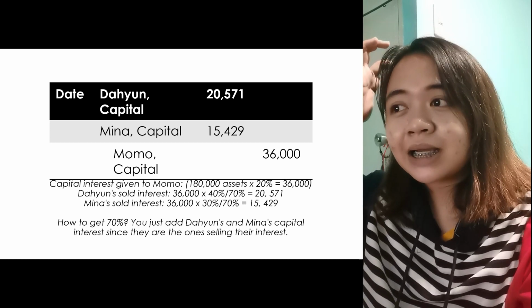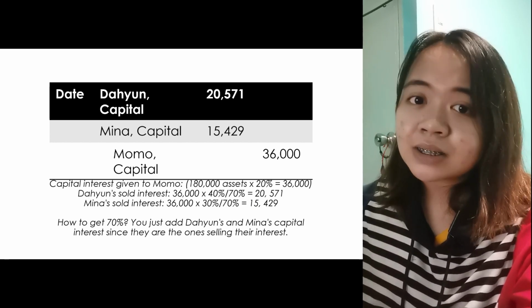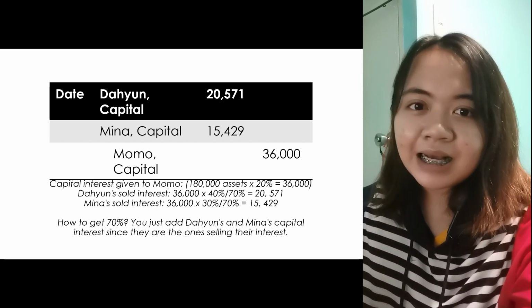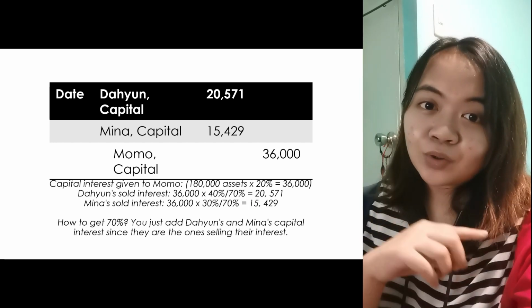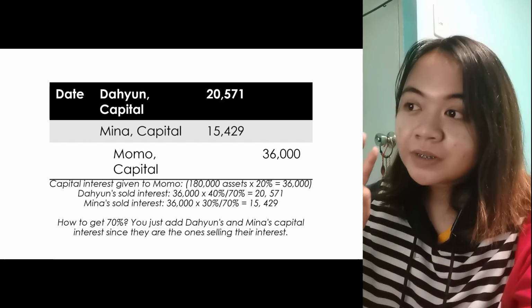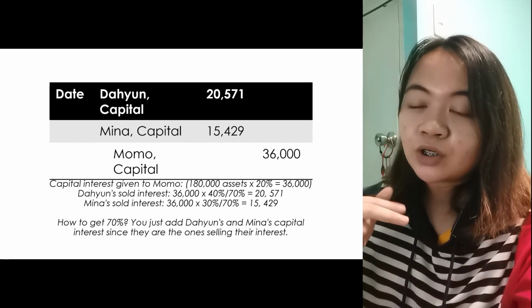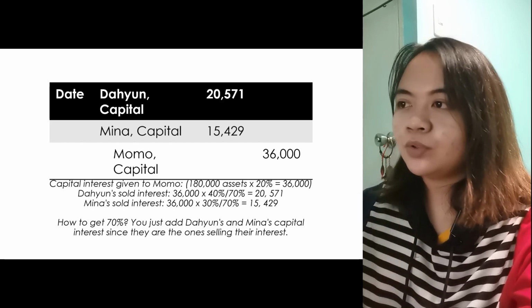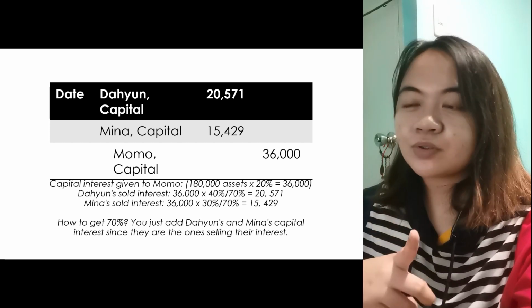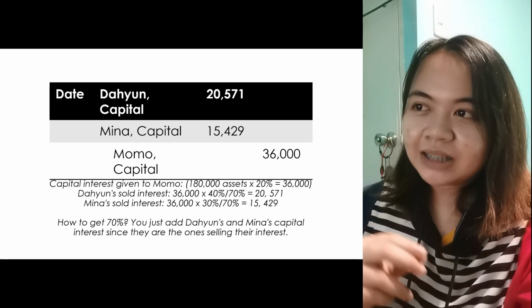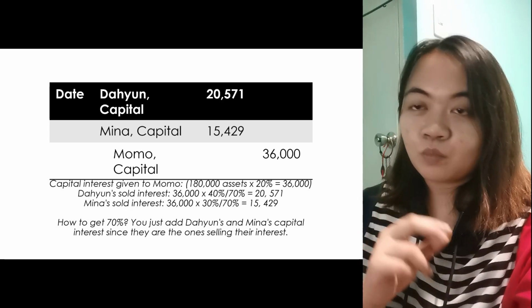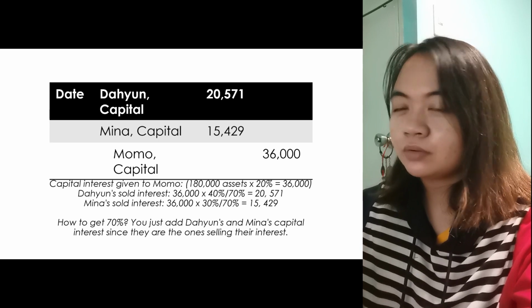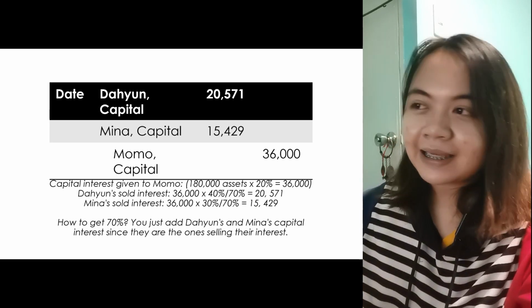Hindi naman pwedeng 40% lang. Bakit? Pag 40% lang ang ginamit mo, remember na nandyan si Jongyon. So, magsasala ka. Hindi naman binilhan si Jongyon. Sila lang naman dalawa. So, dahil sila lang involved, add mo lang yung capital interest nila. Yun yung denominator mo. Okay? So, we have 36,000 times 40% divided by 70%. You have 20,571 for Dayon. Yun yung bebenta niya kay Momo.